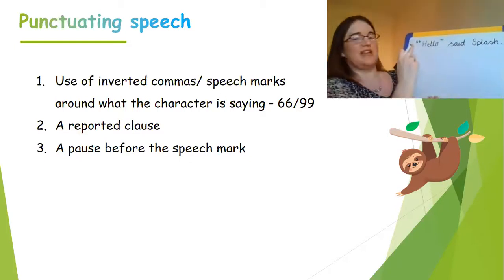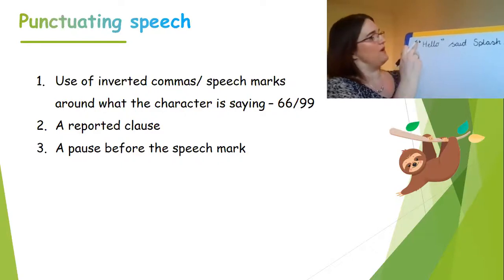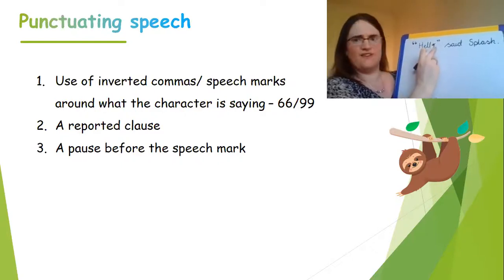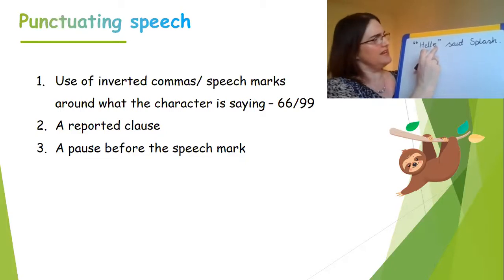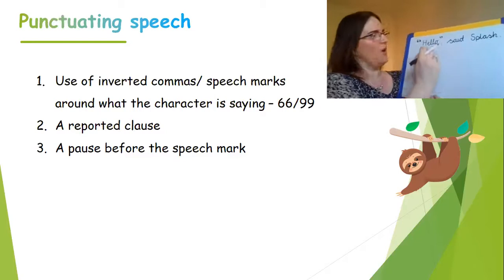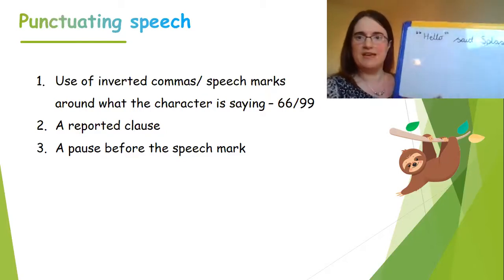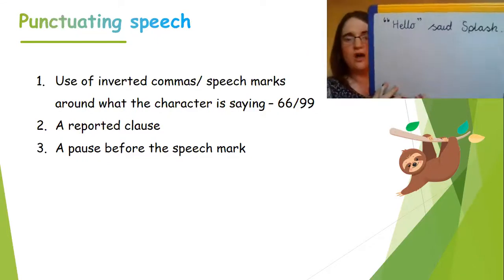Then the next rule is that we have to have a pause before the speech marks. So we have to have a pause here. So whatever the sentence was here, we would need a full stop on the end before we had our speech marks. And then you can see I haven't got a pause here. So I need to put some kind of punctuation mark in there which shows a pause. So there are all sorts of punctuation marks we could use. We could use a full stop, we could use an exclamation mark, we could use a question mark, we could use a comma.